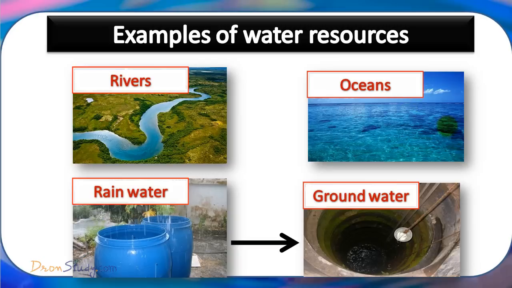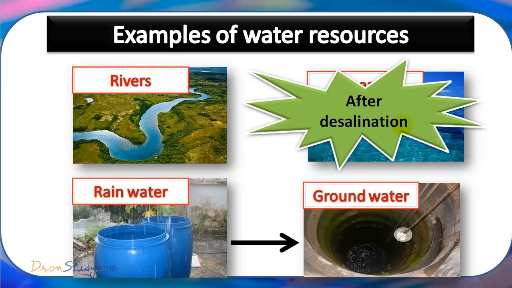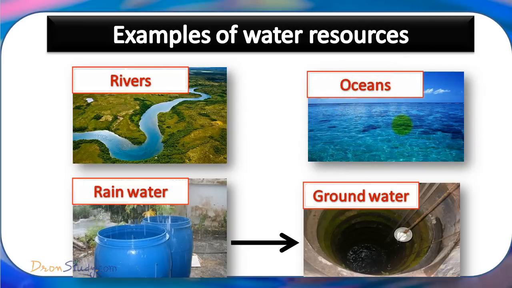Oceans का जो पानी है वो हम पहले नहीं use कर सकते थे few years back because it is salty and brackish and not fit for human consumption. But now, as the technology advances, we can perform a process called desalination, in which we remove the salt from the water and make it fit for drinking. We will discuss it in future chapter, what is desalination. But after performing desalination, this oceanic water can be used. So it is also a resource.